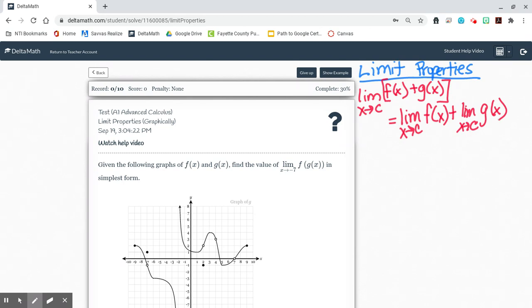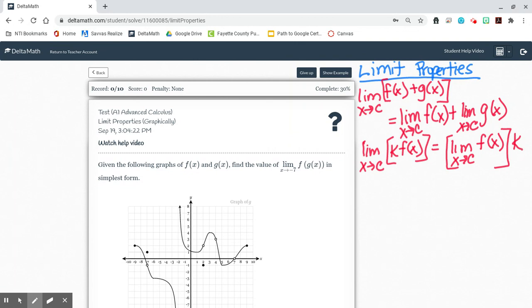You would do the same thing if you were having to subtract f of x and g of x. Or there's another limit property that says if you have the limit as x approaches c of k times a function, you could find the limit as x approaches c of that function and then multiply that whole thing times whatever the constant was. So most of the limit properties are pretty straightforward. Multiplication works the same way. If you were taking the limit of a product, you could split it and find the limits individually. The same thing with division. If you were going to take the limit of a quotient, you could find the limit of the top, the limit of the bottom, and then divide those together.